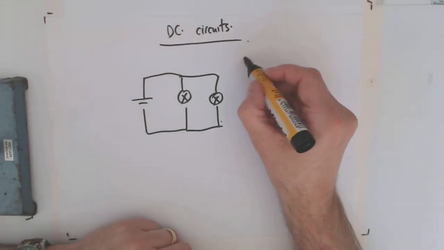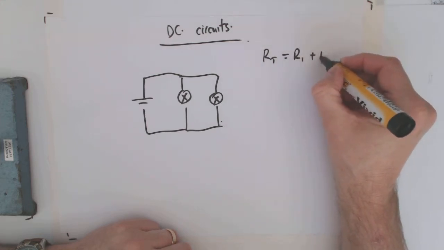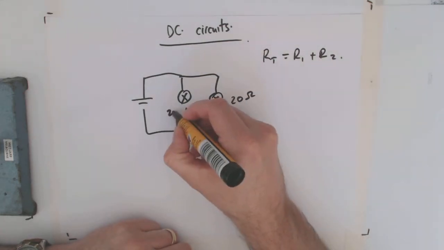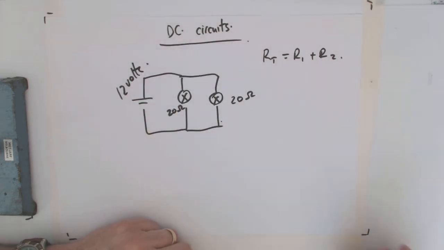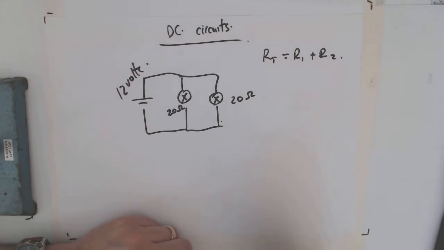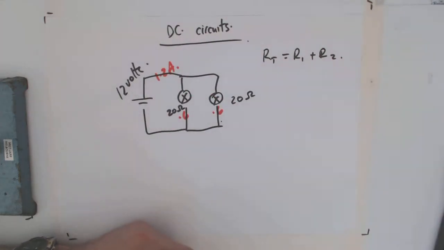You all knew that when you had lamps in series, total resistance was just equal to R1 plus R2. Now in a circuit like this, if both these lamps are 20 ohms, and say this voltage is 12 volts, then if I want to work out how much current's going to flow, I can do it the level 1 way, which would just be 12 divided by 20. That's voltage divided by resistance. I'd get 0.6 amps here and 0.6 amps here, so they'd both add up to 1.2 amps, right?